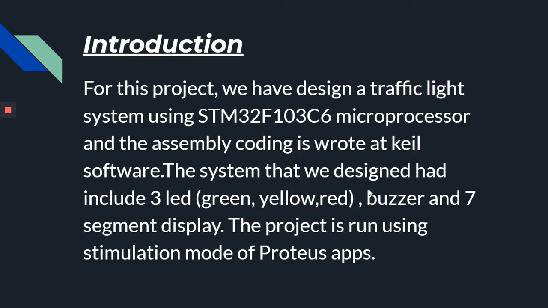So let's move forward. For the introduction, for this project, we will use the STM32F103C6 microprocessor, and we design a traffic light system. The assembly coding is written at Q software, and the system that we designed includes 3 LEDs, which are green, yellow, and red, as traffic lights do. Besides that, we also have a buzzer and a 7-segment display, which will do the countdown for our traffic light project. This project is run using the simulation mode of the Proteus app.